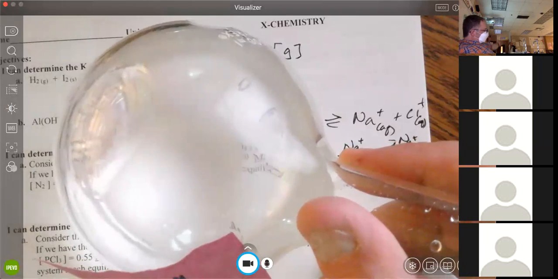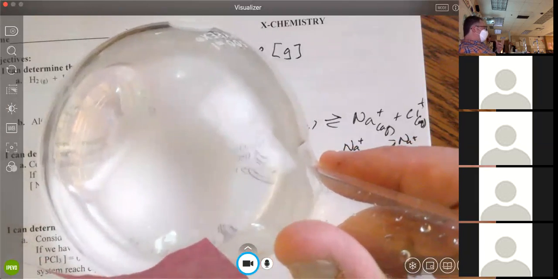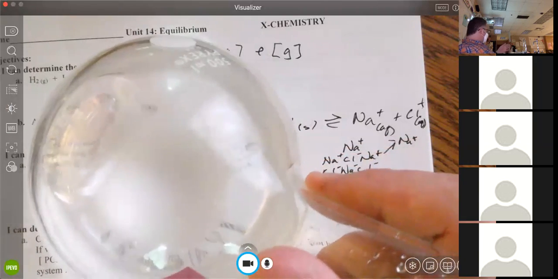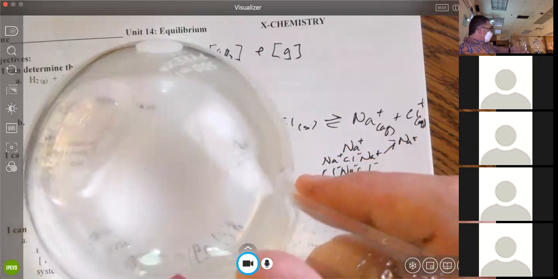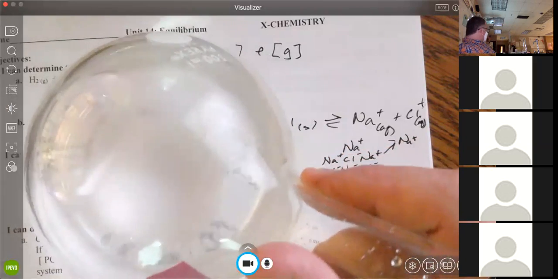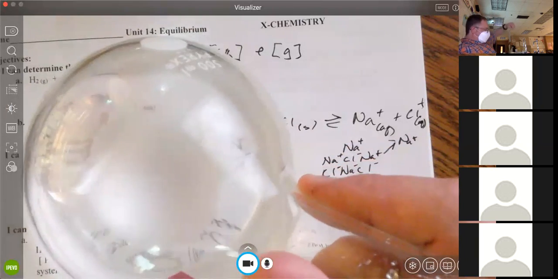So we call this equilibrium, right? It's just like the equilibrium in your mind that allows you to stabilize yourself. The same thing happens with these particles. They maintain that ratio, right? So it's a changing equilibrium, or what we call a dynamic equilibrium.